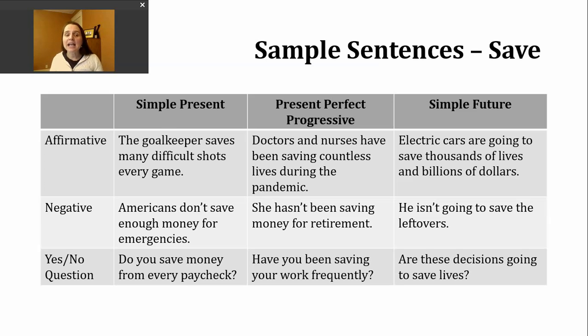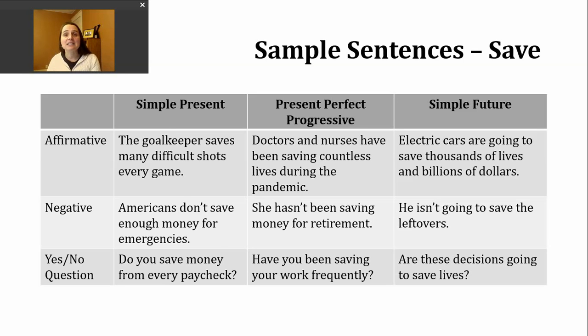Now, if I want to make a yes or no question in the present perfect progressive, I'm going to start with have or has. Then I'll have my subject, and then been, and then the ing form of the verb. Let's look at another example. Have you been saving your work frequently? So someone might ask this question as someone is working on a very important project and they want to make sure they're hitting save periodically so that they don't lose anything if the computer would malfunction and shut down.